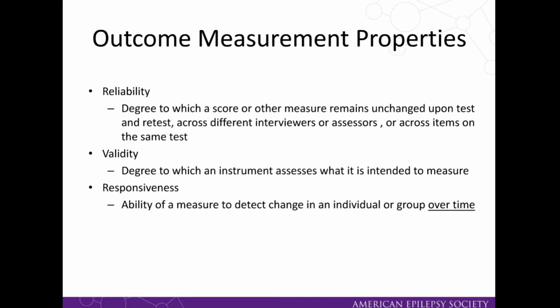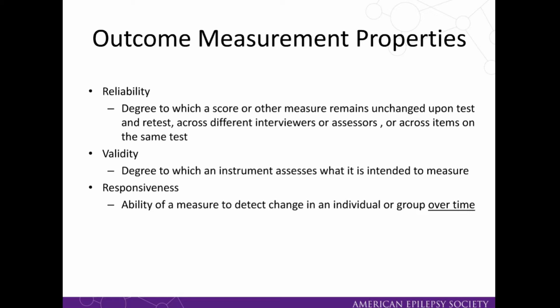and we'll discuss specific elements of reliability in the next couple of slides. Similarly, validity is another aspect of the evaluation of measurement properties, and it's summarized as the degree to which an instrument assesses what it's actually intended to measure. And we'll talk about the major components of validity in just a moment.